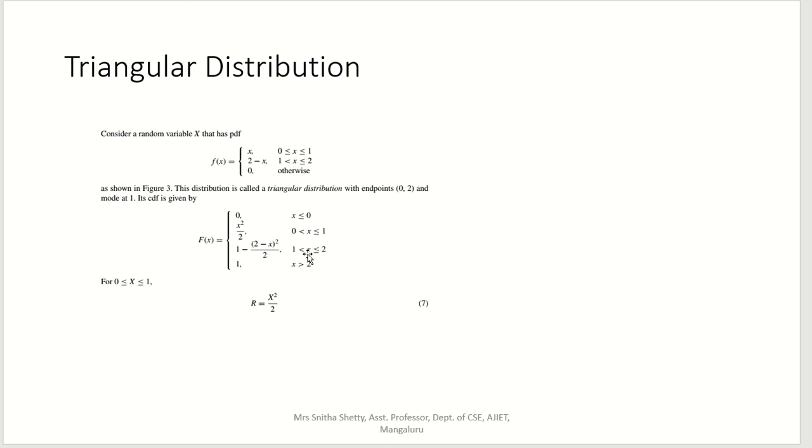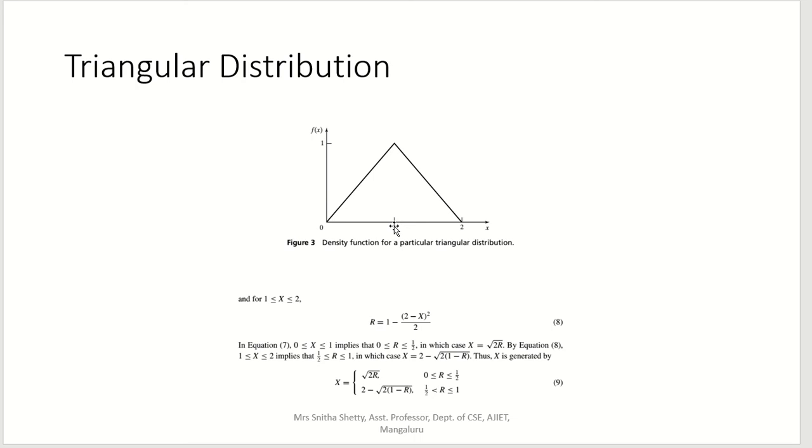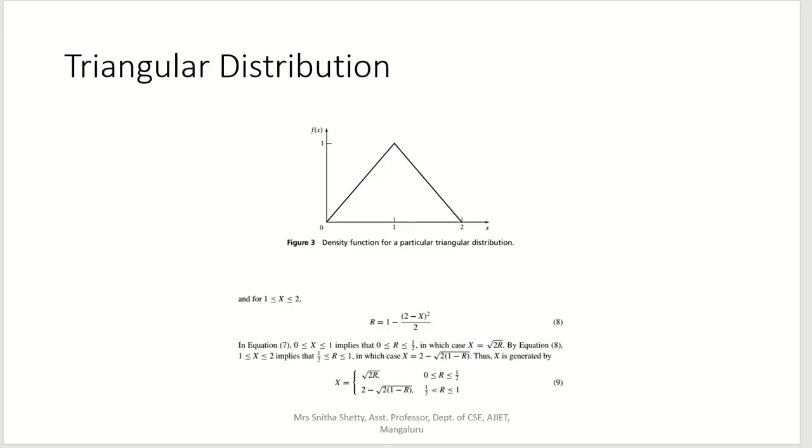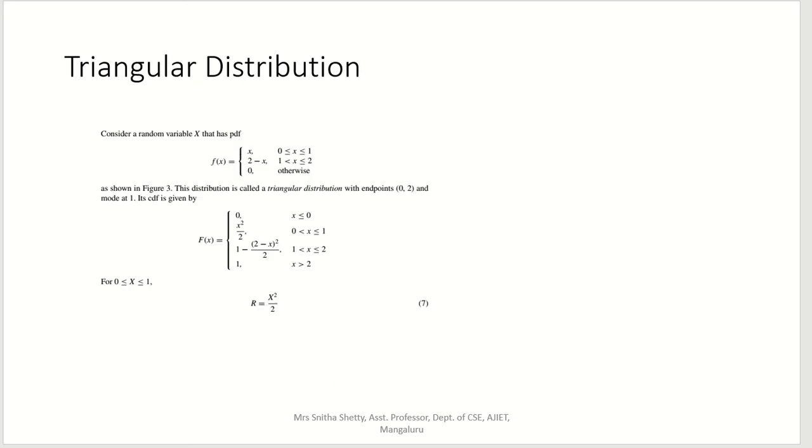Now if x lies between 1 to 2, that means this range, what is F(x)? It is 1 minus (2 minus x) whole square divided by 2. And if x is greater than 2, then F(x) is 1. So based on this, they have given the value if x is less than 0, between 0 to 1, between 1 to 2, and greater than 2. This is the triangular distribution they have given.